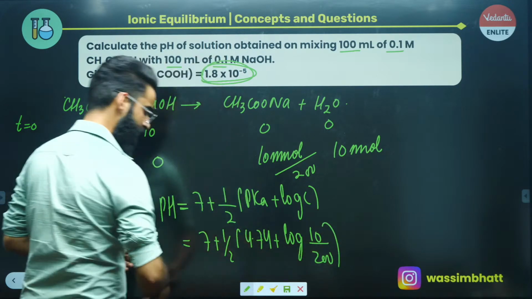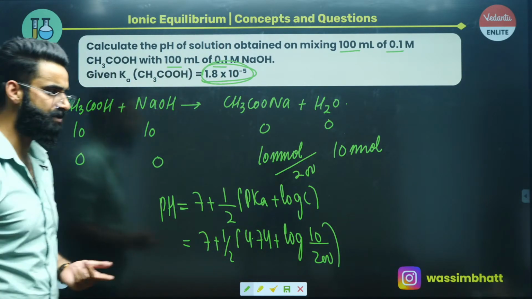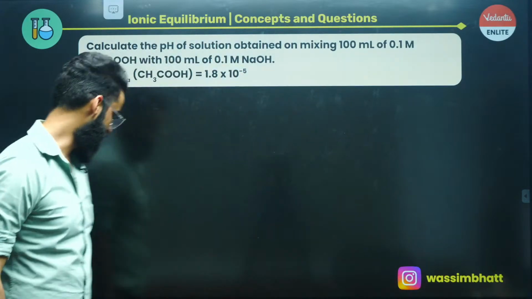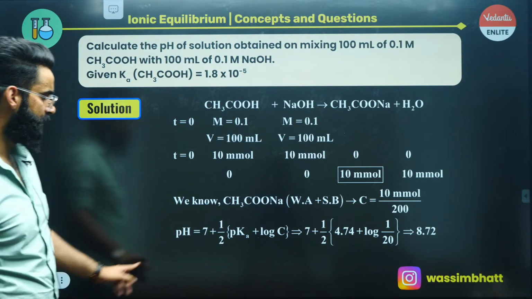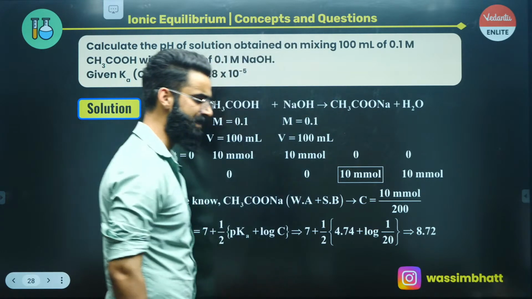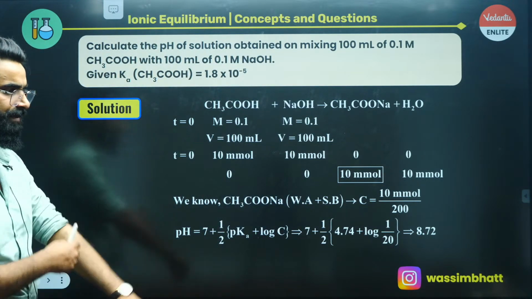Just solve this equation and get the pH of the resulting solution. That's all you were supposed to do, right? Right, people? So let me show you the final answer of this particular equation. See, after putting all the parameters over here, the final pH of the solution is 8.72, right?